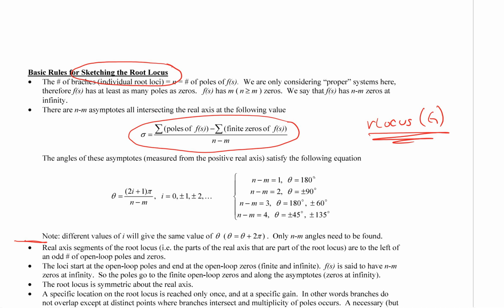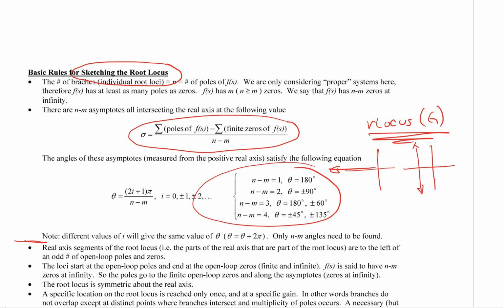And then we look at the angles of the asymptotes. This looks really complicated, but it's not actually as hard as it sounds. If we have one branch going to infinity, it's going to go at 180. If we have two branches going to infinity, they go plus and minus 90. If we have three, one goes at 180, one goes at plus 60, and one goes at minus 60. And if we have four, they go at plus and minus 45 degrees and so on. We probably won't get much beyond that, but if you need to, you can calculate where all these branches are going to go.